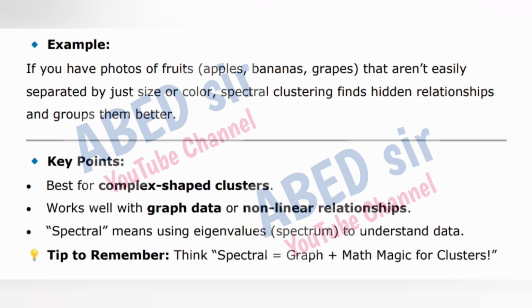Key points: best for complex-shaped clusters. Works well with graph data or nonlinear relationships. Spectral means using eigenvalues, the spectrum, to understand data. Tip to remember: think spectral equals graph plus math magic for clusters.